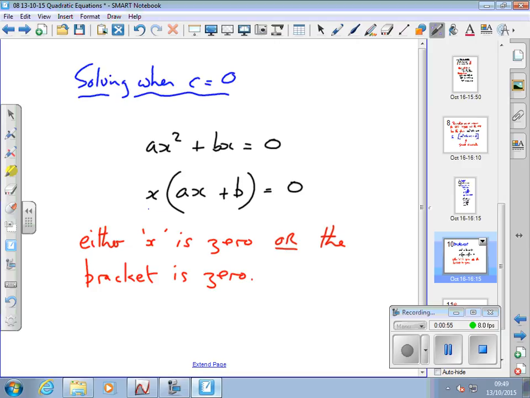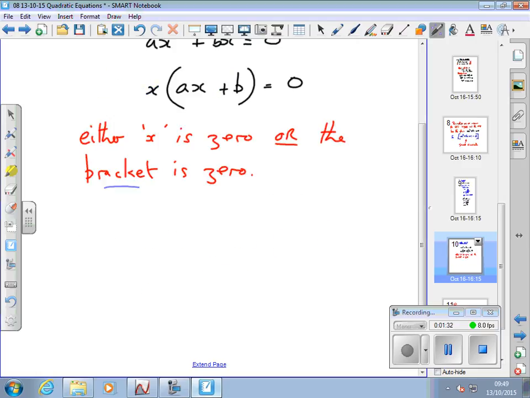If I multiply it by 0, the answer is 0. So if we look at this left-hand side, this x, if that x was 0, it wouldn't matter what the bracket was, the answer would be 0. So one solution is that x equals 0. And then the other solution is that the bracket is 0. If this bracket turned out to be 0, then it wouldn't matter what x was, the whole thing would be 0. So I've got two scenarios. Either x is 0 or the bracket is 0. And we use that idea to solve situations where c is 0.